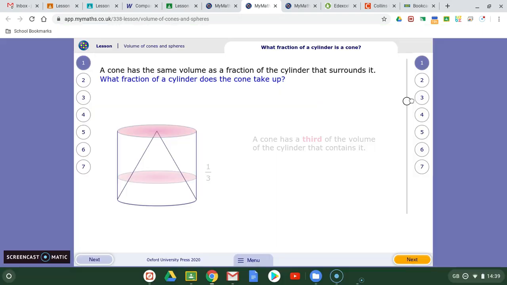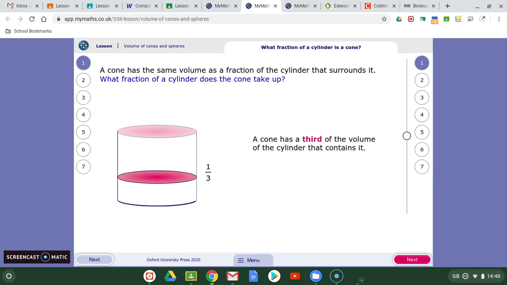So firstly, a cone has the same volume as a fraction of the cylinder that surrounds it. So what fraction of the cylinder does the cone make up? What that means is the cone here that you see is a fraction of the cylinder that is around it. But what fraction is it? Well, it's a third. So if we squished that cone down, it would be a third of the volume of the cylinder. Okay, so you can just see that again. I'll go back and show that again. So look here, as we go, if we squished that cone down, it would be a third of the cylinder that surrounds it. Okay, and that's where its formula comes from.